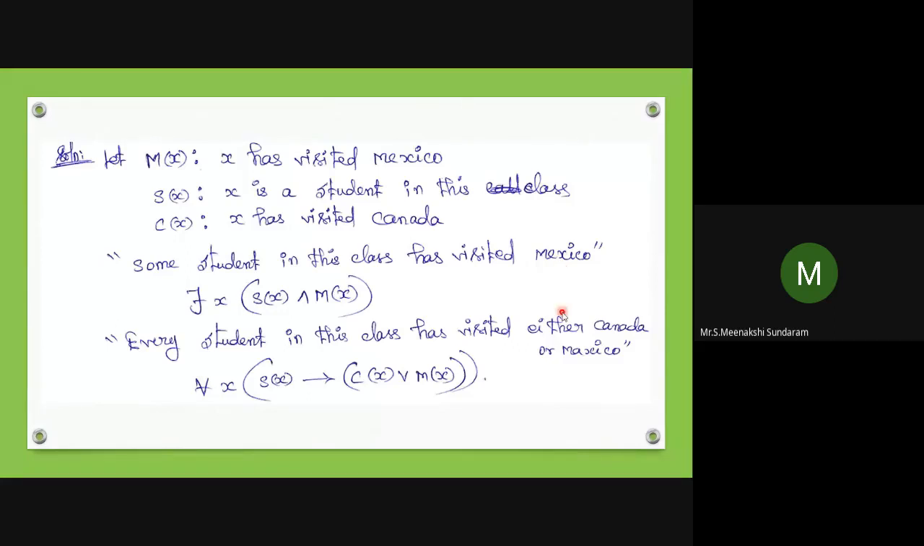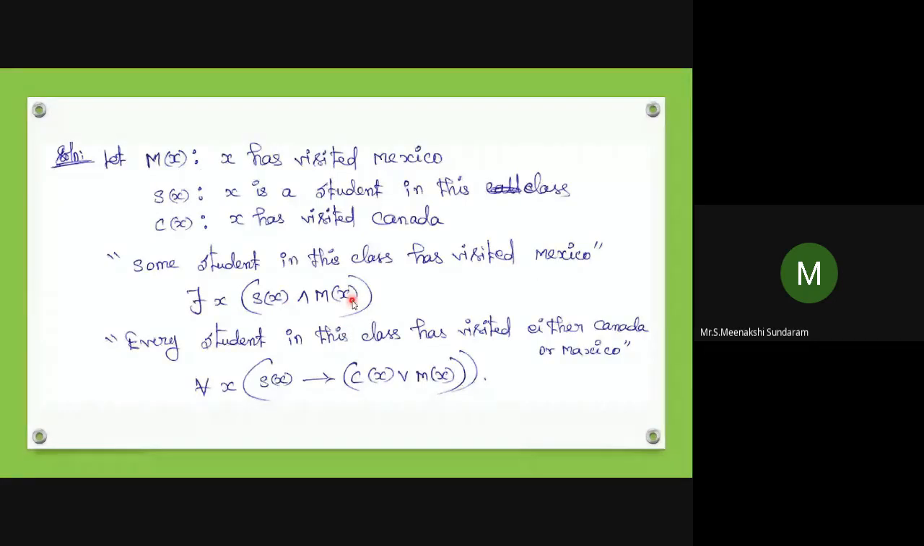How can we write this? If some of the students in this class will come, you can write a conjunction. If all will come, we can write a conditional. Suppose S of x means x is a student in this class, and x has visited Mexico. Some students have visited Mexico.